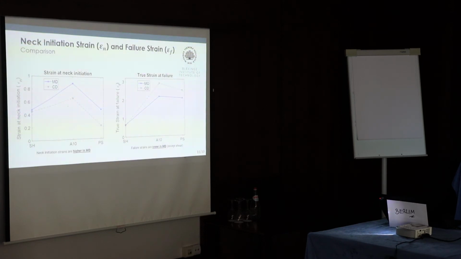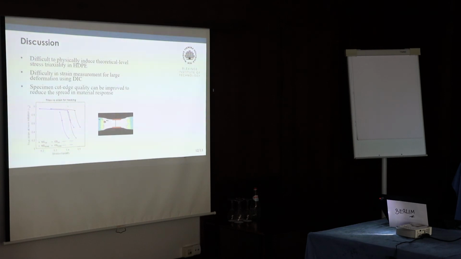Here is a quick comparison of how the necking strain and the fracture strain look for machine and cross direction. Interesting that for shear, the fracture and necking strain for this material is quite close. That's one thing to take away. Also, the necking strain in machine direction is higher for this material, whereas the fracture strain or failure strain is lower. Some of the discussion, as I said: it's difficult to have the theoretical stress triaxiality based on the specimen when we have this large deformation.